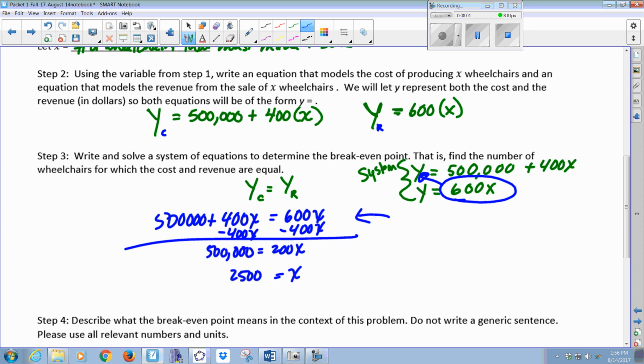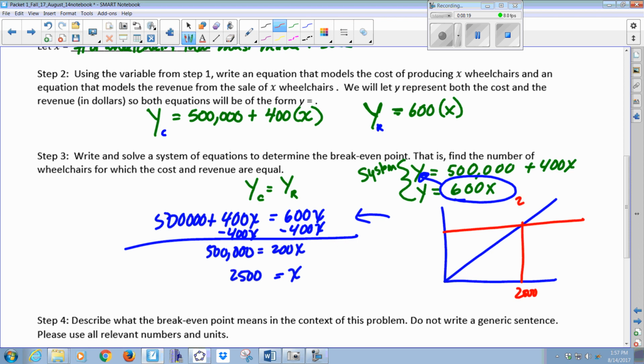So remember, a solution to a system has two coordinates because it's a point, right? It's a point where they intersect. So if these were our two equations, we've now found the x value, the number of wheelchairs. We still have to find the output, or the y value, which is the total cost and the total revenue, which is exactly the same.